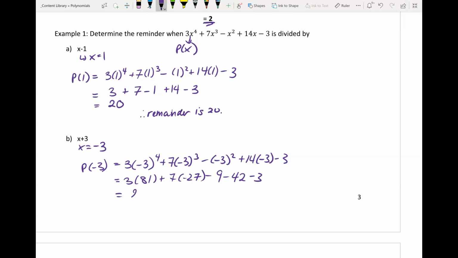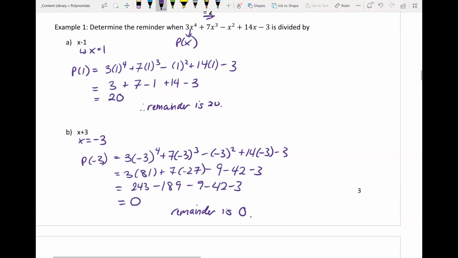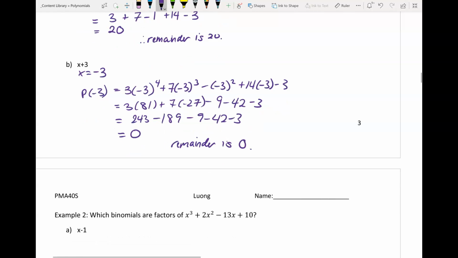3 times 81 is 243. 7 times negative 27 is negative 189. And then we would subtract from left to right, and we would end up with 0. This means that we get a remainder of 0 when we divide by x plus 3. So when we divide p of x by x plus 3, we would get a remainder of 0. It's divided evenly.